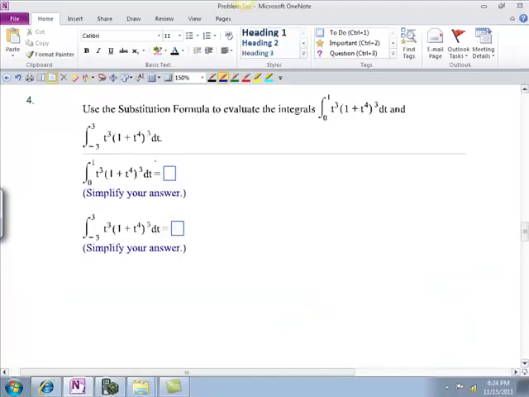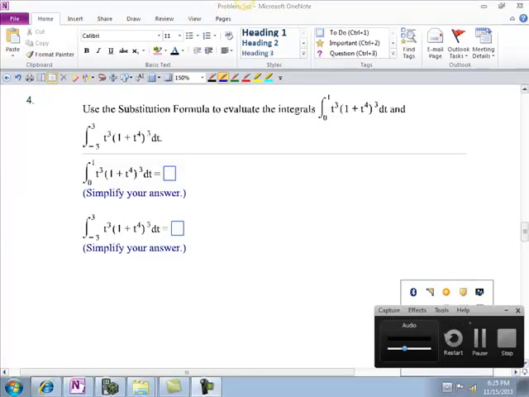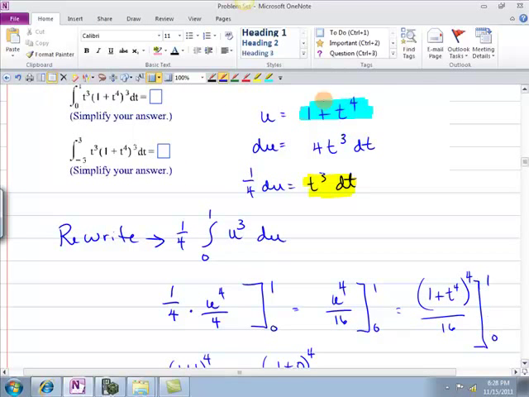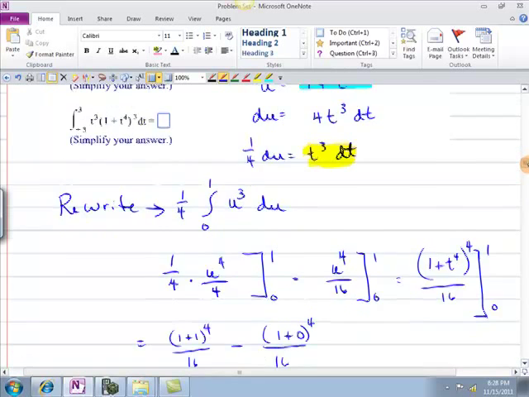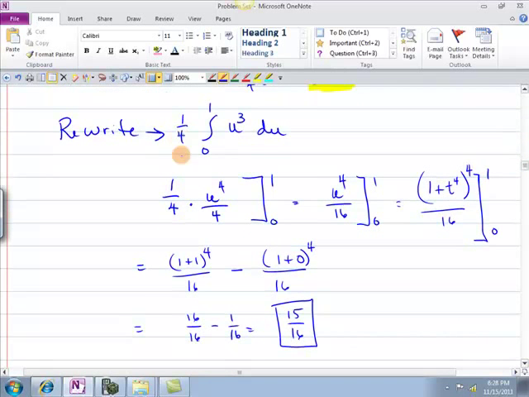Okay, for practice, do one of these by hand, do one by calculator, and we'll just see what we get. This was what we did for u and du, and you ended up with 1/4 du equals t cubed, which made everything work. When you rewrote it, you had 1/4 the integral. 1/4 and 4, so you're going to have 16 on the bottom. And when you plug in, you just get these.